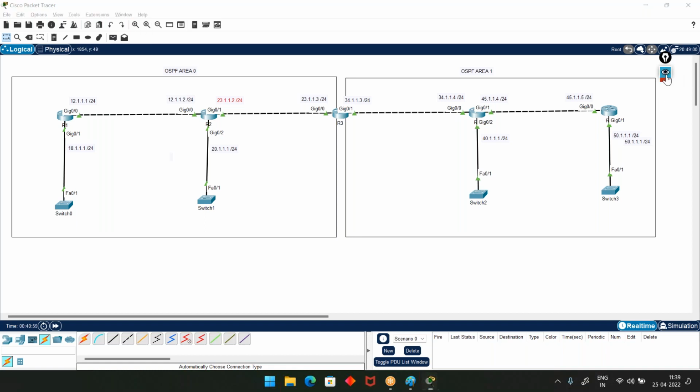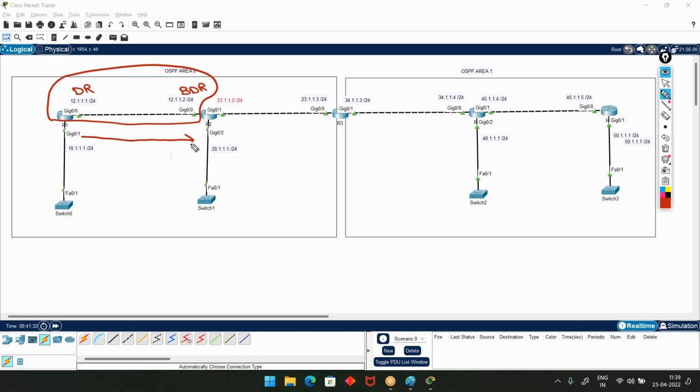No, no. Check this here now. Between the two devices, suppose this is a DR and this is a BDR. These two interfaces belong to this segment. Between only these two devices, R1 and R2, consider only one DR and one BDR. These two devices will exchange the network's information with each other.